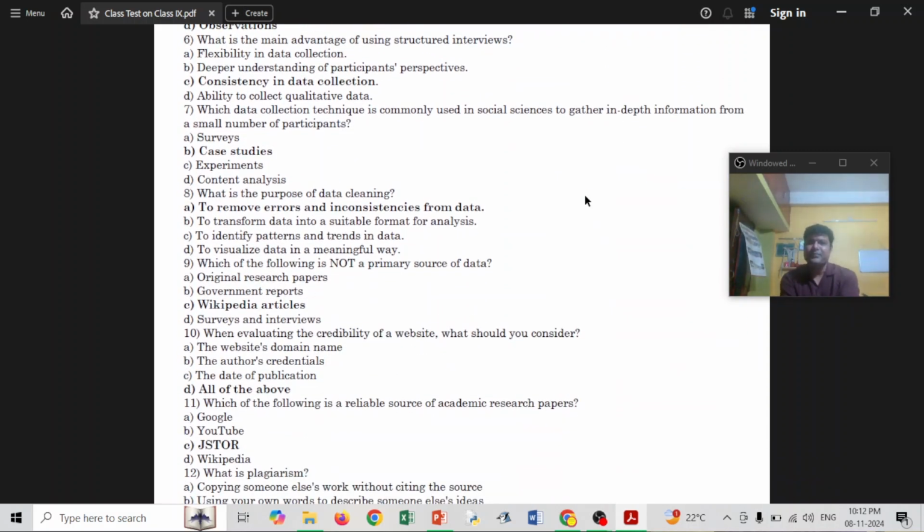Question seven is, which data collection technique is commonly used in social science to gather in-depth information from a small number of participants? Case studies will be the right answer. Question 8, what is the purpose of data cleaning? To remove errors and inconsistencies from data.